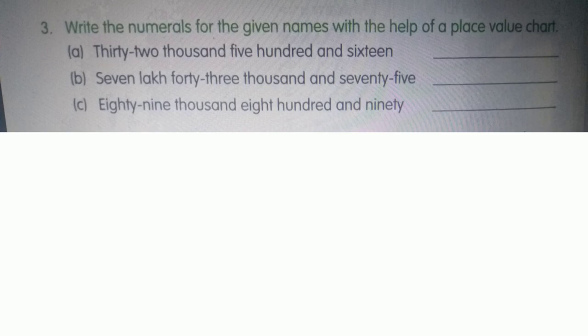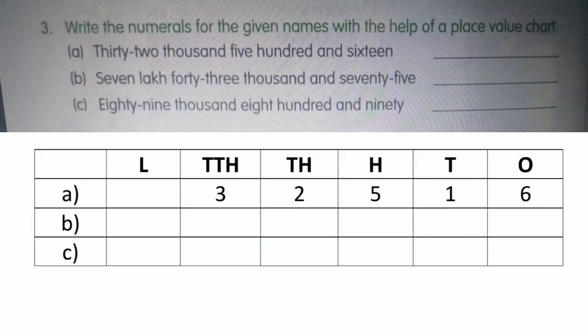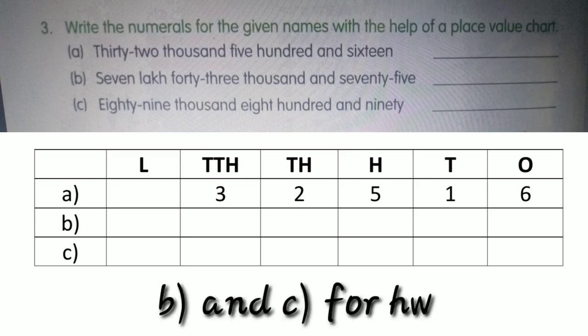Now the first part is 32,516. So let us make a place value chart for this. For this, just write the headings as ones, tens, 100, 1000, 10,000, lakh. Make a proper box. Now start writing the digits 32,000. So just write 32 in the thousands column, that is 3 in 10,000 and 2 in 1000 column, 5 in 100 column, 1 in tens column and 6 in ones column. So this will make 32516 properly. So in this way you can write the numerals in a place value chart. The part B and part C are meant for your homework.